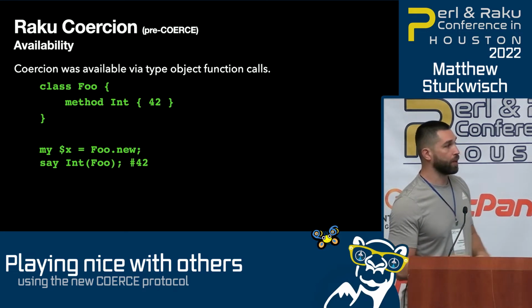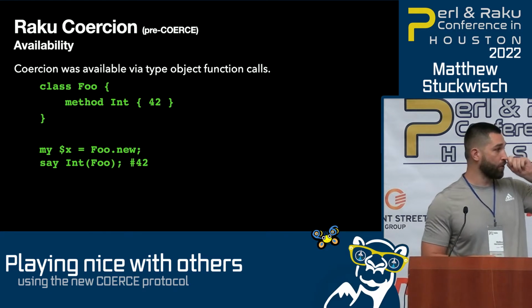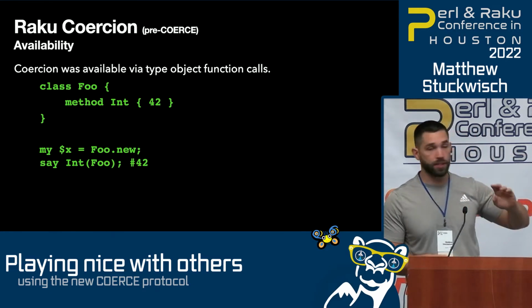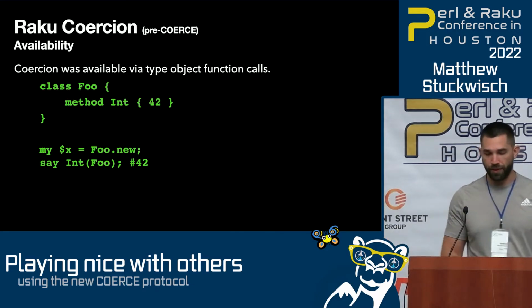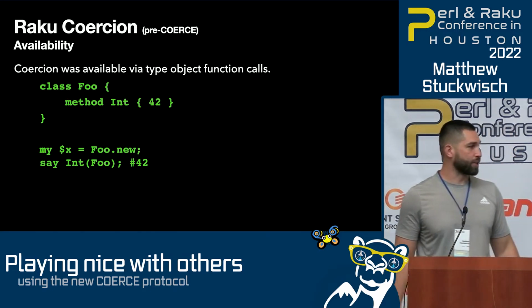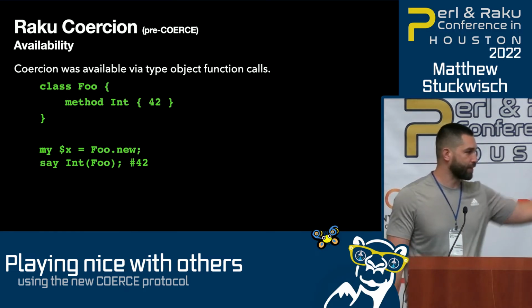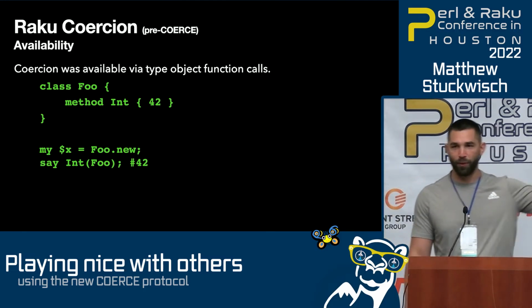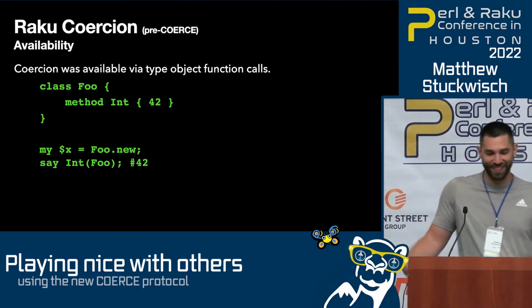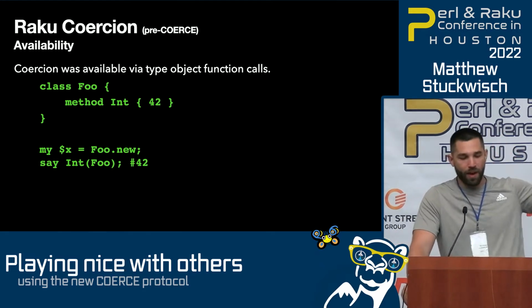Well, coercion was available via type object function calls. So we would have class Foo, and then we would say method Int, I'm just going to return 42. And then I'd say my x equals Foo.new, and then I say Int(Foo). I guess I could have put in x, that's what I meant to do, but whatever. Both work. You can still coerce. It's a type object. And you get 42 out. And that will be how we convert.